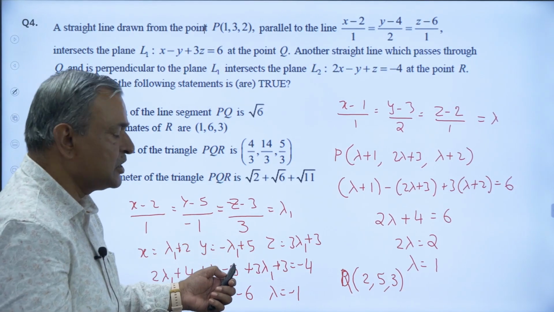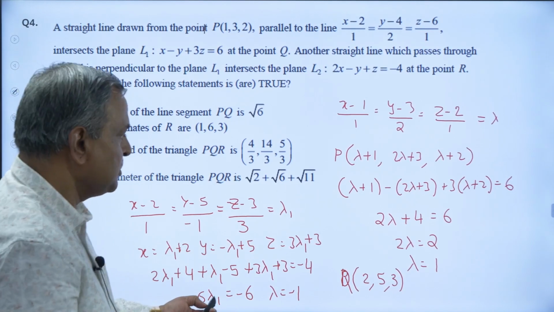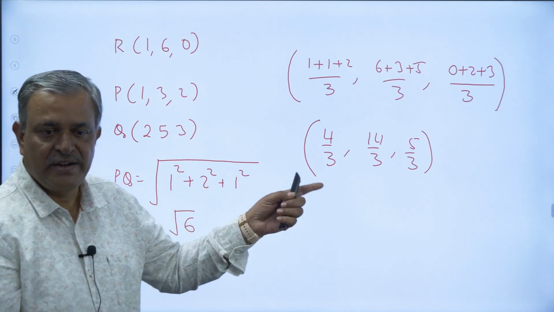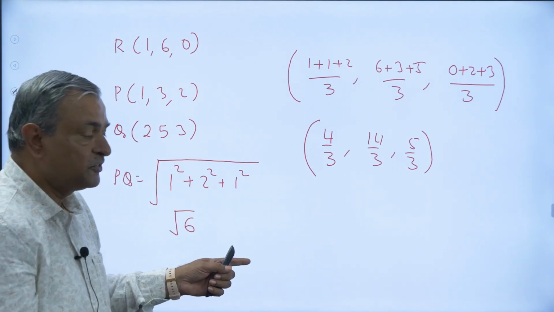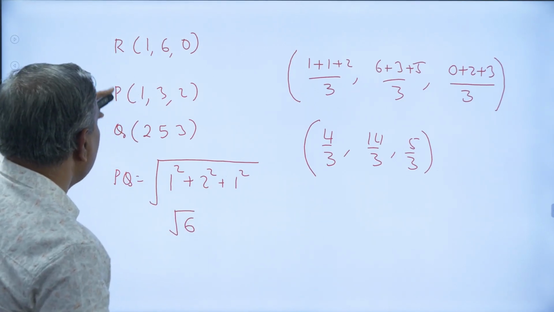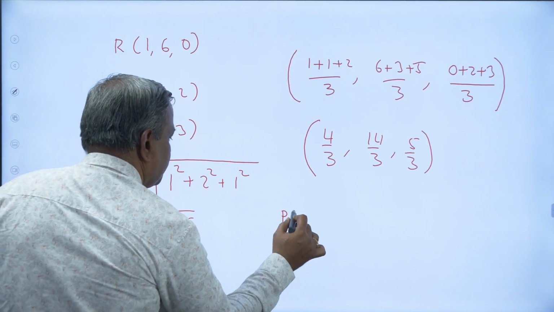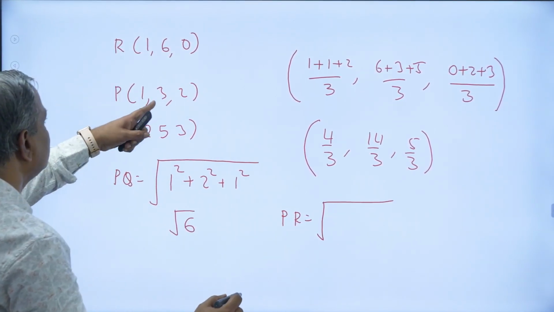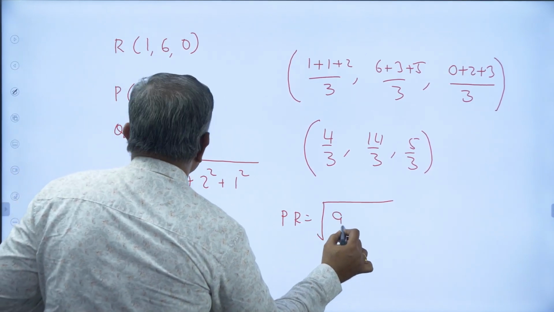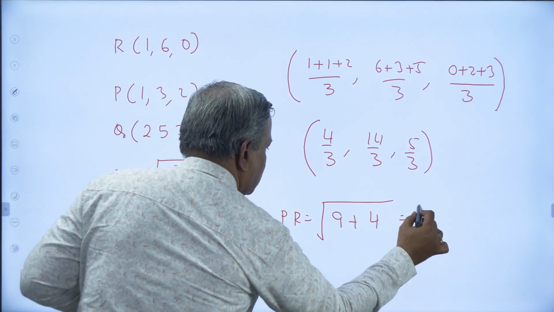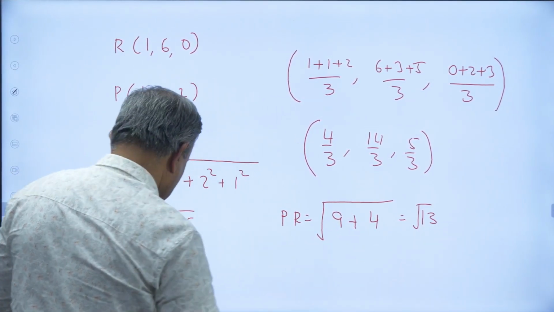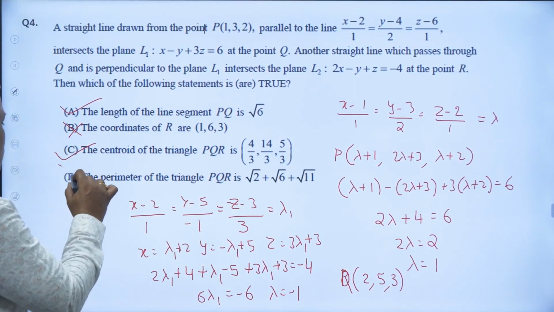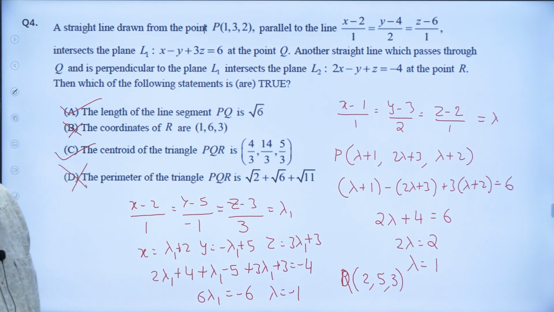Perimeter of triangle PQR. Now you can easily find PQ, then QR you find, and PQ we already found as root 6. Then you have to find PR. What is the PR now? PR is equal to under root, this will give you 0, 3 threes are 9 plus 4. How much do we get? Root 13. So root 13 is not given in our result. So this option is wrong. So options A and C are correct.